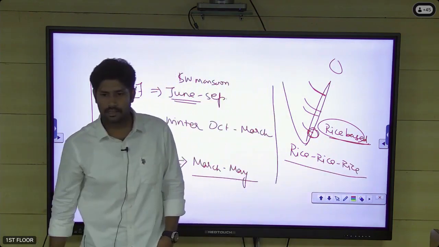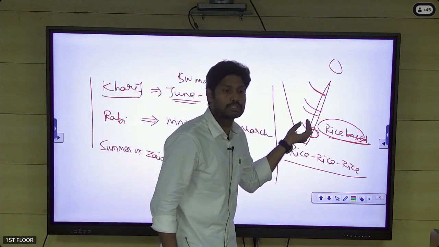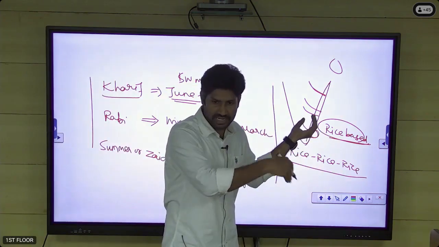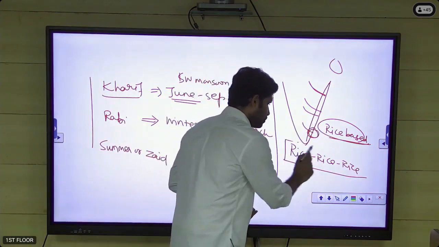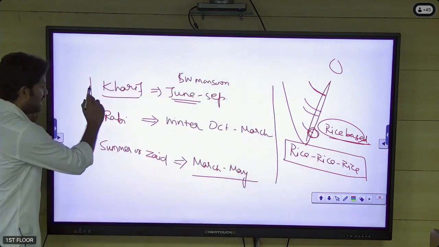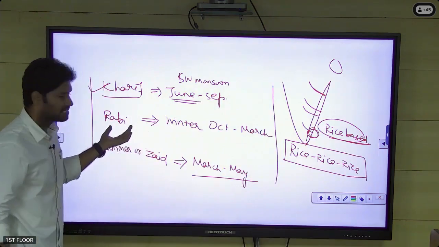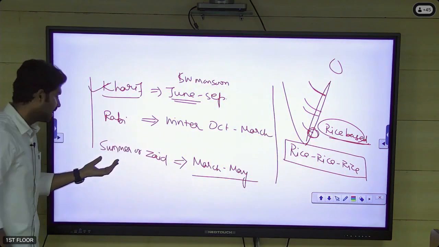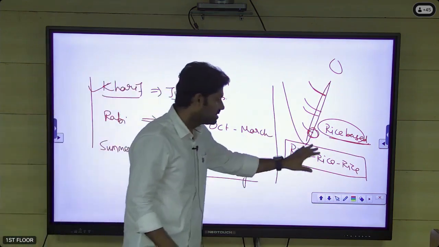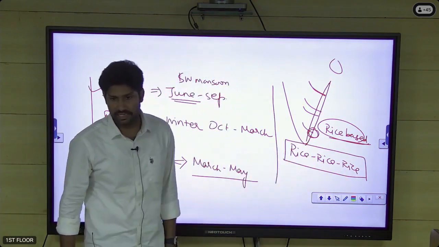Because in the Kaveri Delta region, the farmers get an assured source of irrigation. They get irrigation from the Kaveri river source, canal irrigation. So it is possible for the farmers to grow the rice crop in all three seasons. In the Kharif season, they go for the rice crop. Then after the harvest, in the Rabi season, again they go for the rice crop. And again, in the summer season, they go for the rice crop. So in all three seasons, rice is possible. This is one of the common cropping patterns in the Delta region, Kaveri Delta.